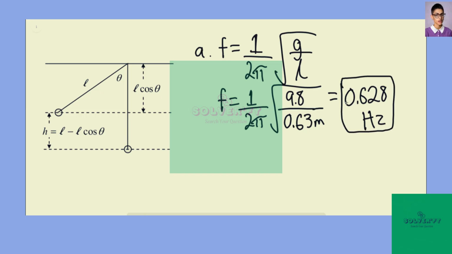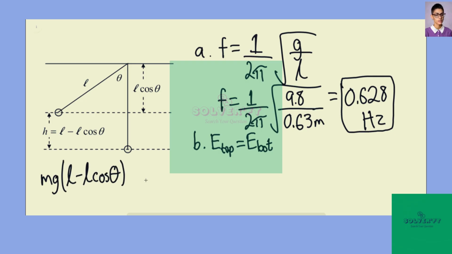Part B now wants us to find the maximum velocity. So for part B, we can say that the energy at the top would be equal to the energy at the bottom. So we can say that mg(L minus L cosine of theta), this would essentially be the gravitational potential energy. This will all be converted into kinetic energy, so 1/2 m v max squared.